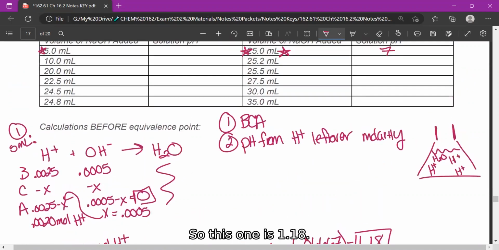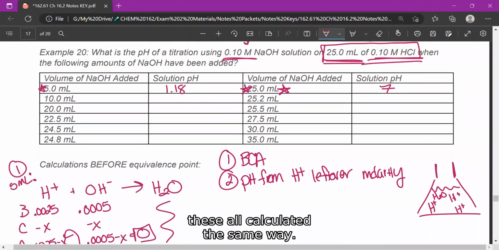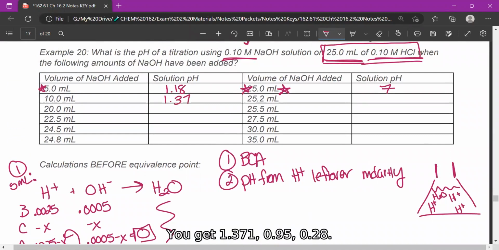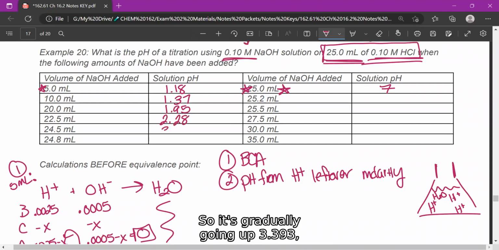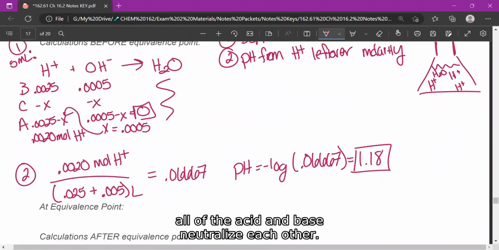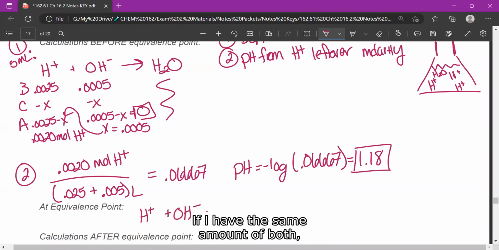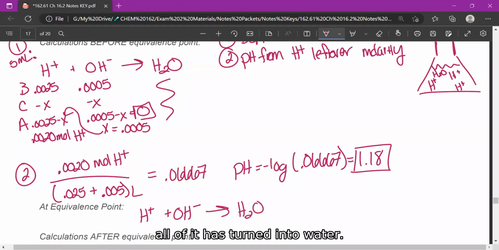Okay, so I found the pH after I had added 5 milliliters. So this one is 1.18. Now I can do it after I add 5 more and 10 more and so on and so forth. And you'll notice as you calculate these, all calculated the same way, you get 1.37, 1.95, 2.28. So it's gradually going up, 3.39, 3.40 until I hit that equivalence point, 7. Now I know it's 7 at the equivalence point because all of the acid and base have neutralized each other. Because if you write it out, this was my equation. If I have the same amount of both, all of it has turned into water. So my pH here is 7.